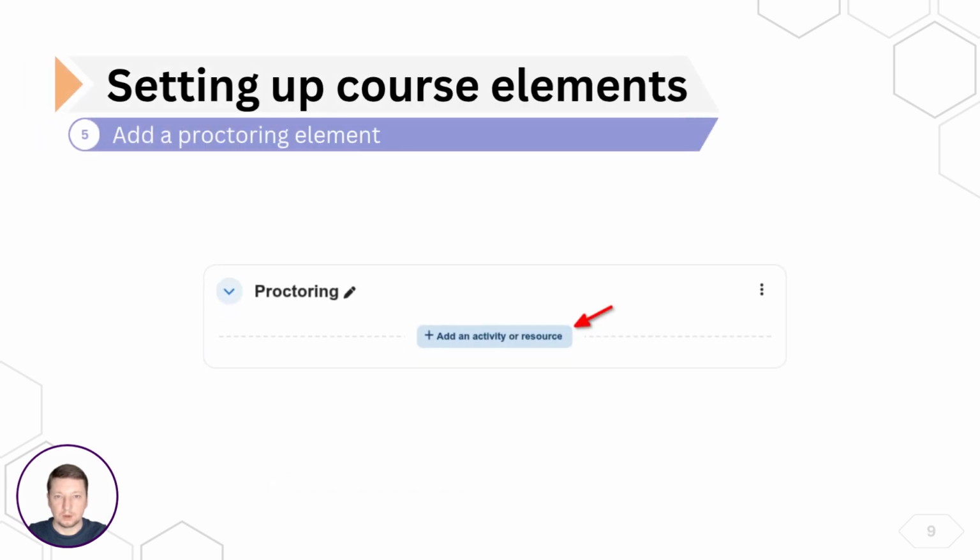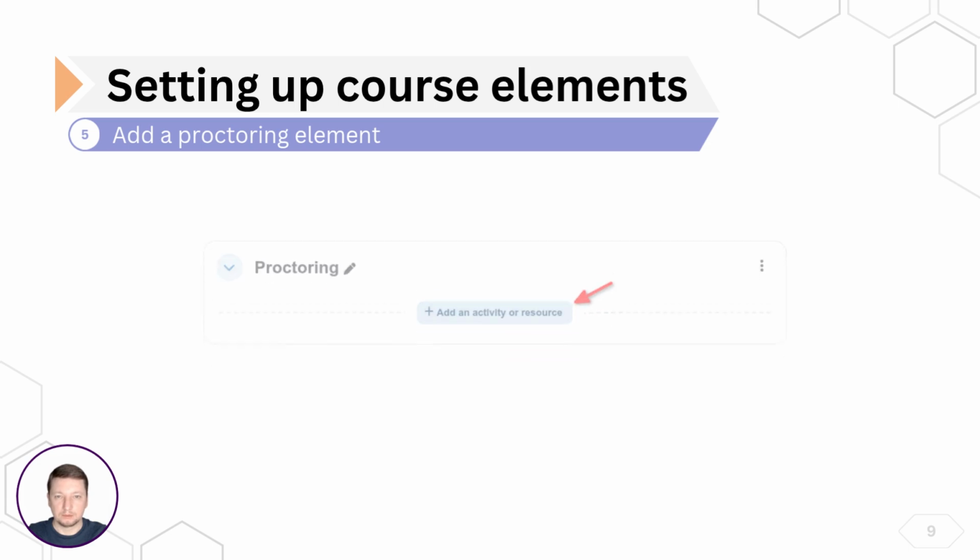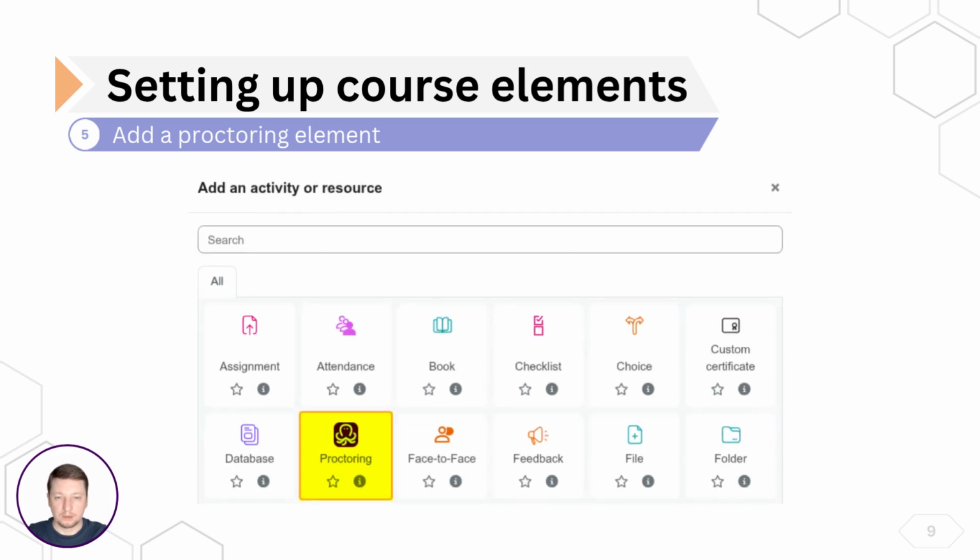For each quiz element for which you want to enable proctoring, you need to add a new proctoring element, which was created by the administrator beforehand. To do that, create a separate section and click the Add an Activity or Resource link. In the shown dialog, select the proctoring tool from the list. After selecting an external tool, you will be prompted to enter the name of the course element. This name will appear in both Moodle and the proctoring system.